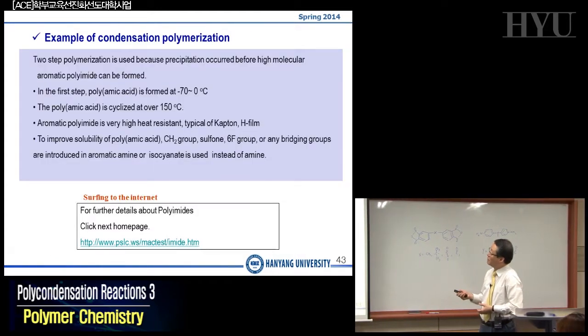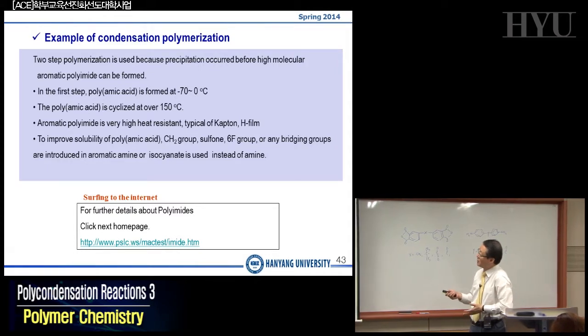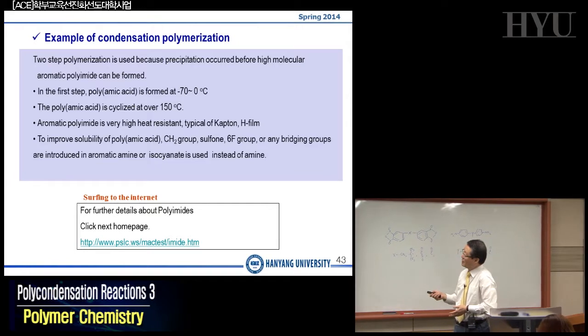Okay. I think we have described here the first step is polyamic acid formation. Polyamic acid is formed around 70 degrees C, and then cyclized this polyamic acid over 150 to about 300 degrees C by thermal imidization reaction. And this aromatic polyimide is very highly heat resistant, and typical is a Kapton or etch film.